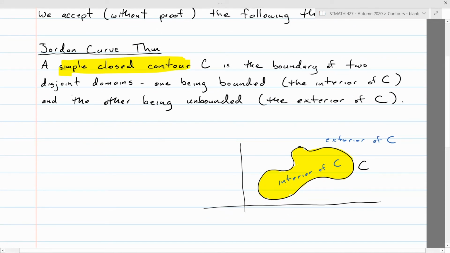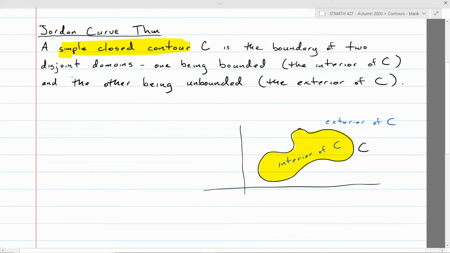Those are just curves kind of like a circle, where the initial point equals the terminal point, but it doesn't self-intersect anywhere else except for the fact that the endpoints are equal. If you have a curve like that and it's a contour, then that contour forms the boundary of two separate domains, one being the inside of the curve, shaded in yellow in the picture, that we call the interior. That part's bounded, and the second part is the part outside the curve, which we call the exterior, and that part's unbounded.